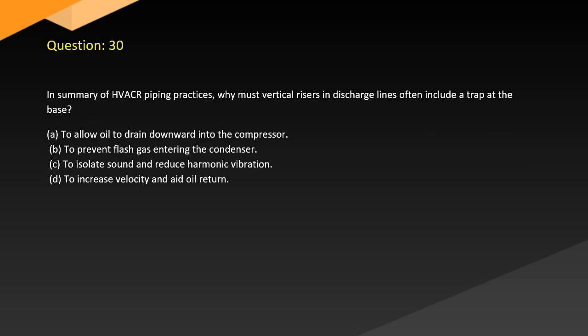Question 30. In summary of HVACR piping practices, why must vertical risers in discharge lines often include a trap at the base? A. To allow oil to drain downward into the compressor. B. To prevent flash gas entering the condenser. C. To isolate sound and reduce harmonic vibration. D. To increase velocity and aid oil return.